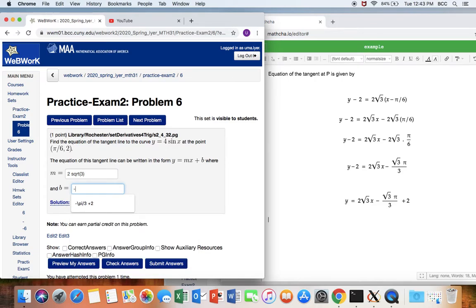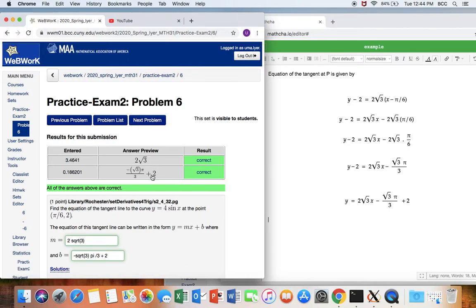So you have a fraction with square root 3 pi on the top. So I'll say square root 3, pi over 3 plus 2. I'm not sure whether it's parenthesis or braces, but anyhow, let's see. Yeah, exactly what we wanted, and we are done. Until next problem.